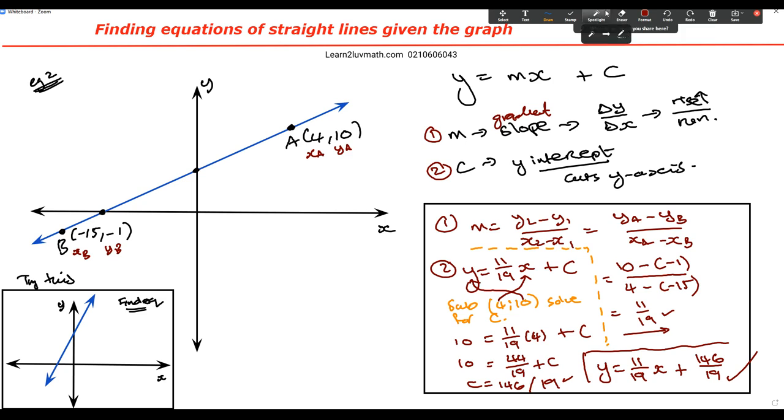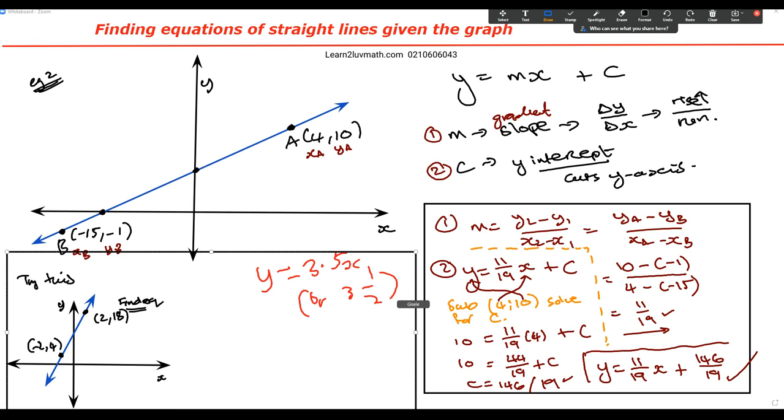Now I'm going to give you 2 points. This point over here is going to be negative 2 and 4, and this point over here is going to be 2 and 18, let's say. I want you to find the equation of this one at the bottom. You've got negative 2, 4 and 2, 18. Okay, I see you got 3.5. You got 3.5x. Well done.